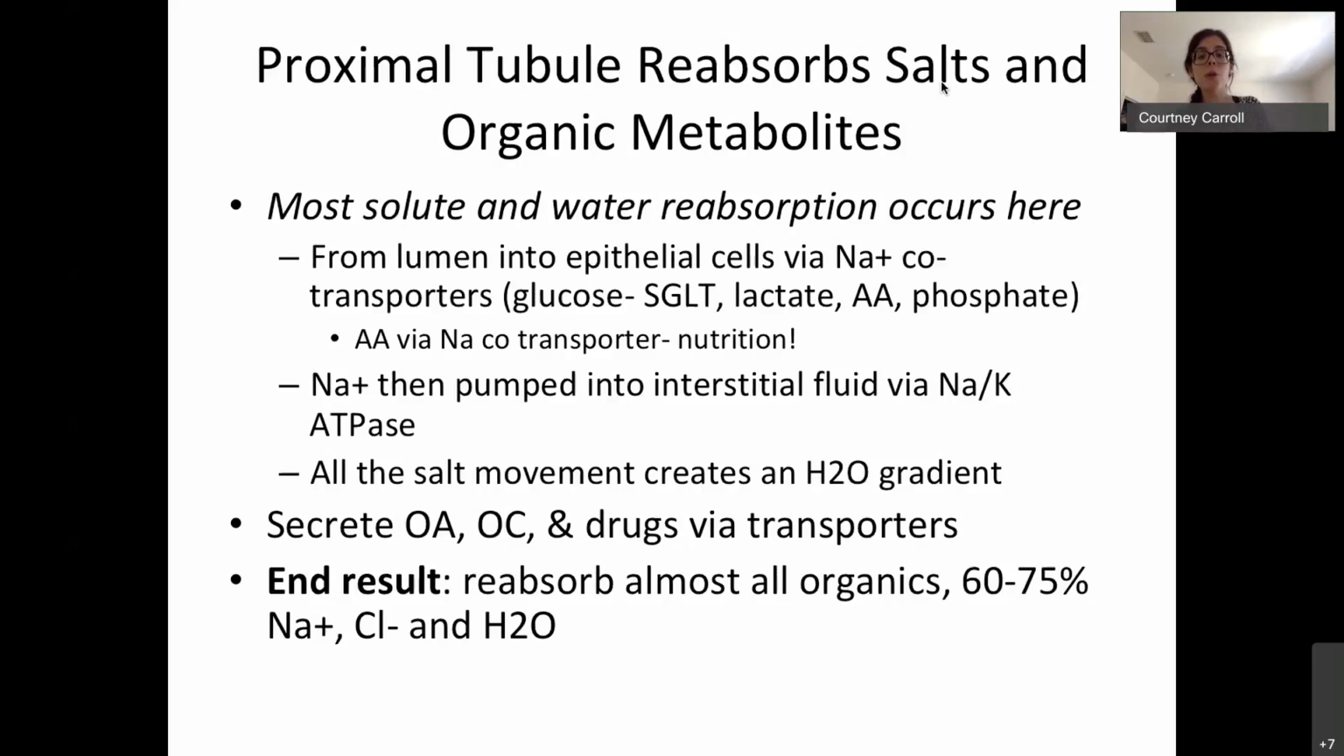The proximal tubule also is a spot where you're going to have secretion of organic anions and cations, as well as drugs via those transporters. And again, the end result is this is where reabsorption happens for 60 to 75% of the sodium, the chloride, and the water that will eventually be reabsorbed.